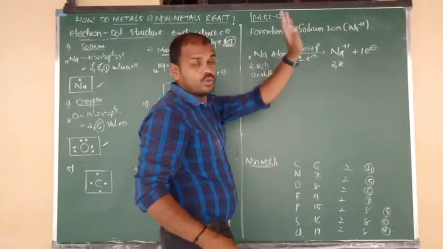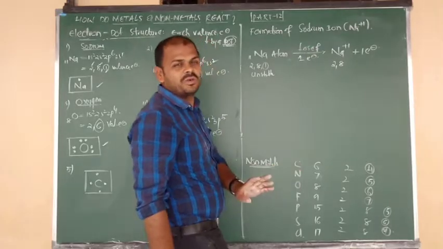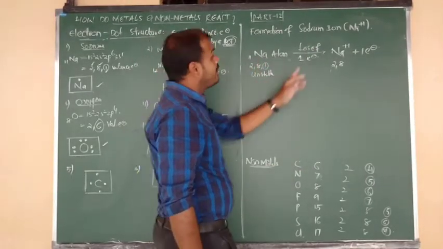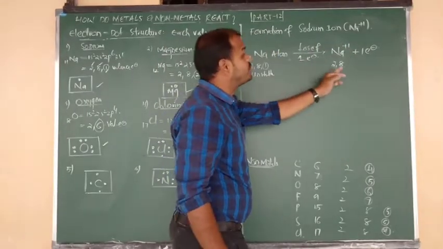The 1 electron that was there has been lost. So the remaining is nothing but only 2, 8. Sodium atom electronic configuration is 2, 8, 1. But sodium ion electronic configuration is 2, 8.